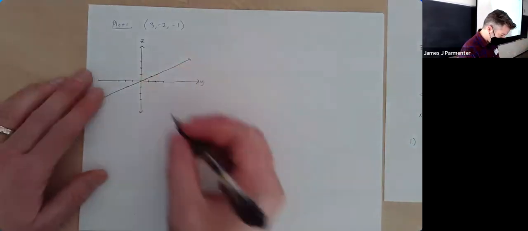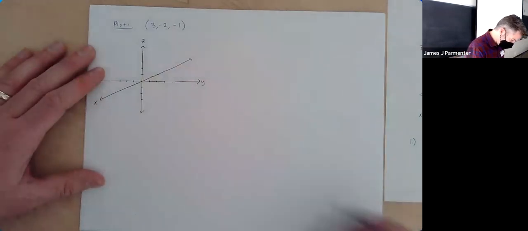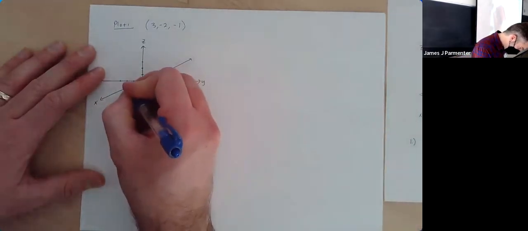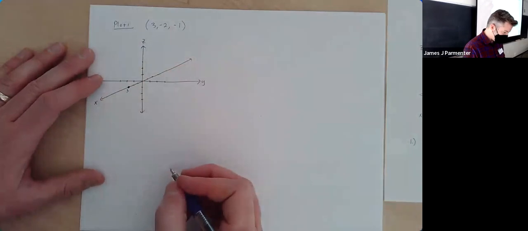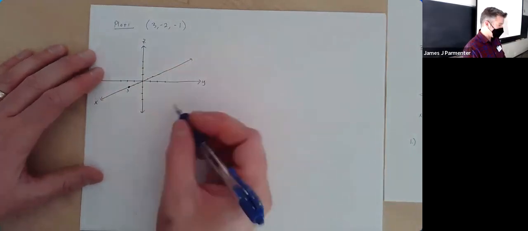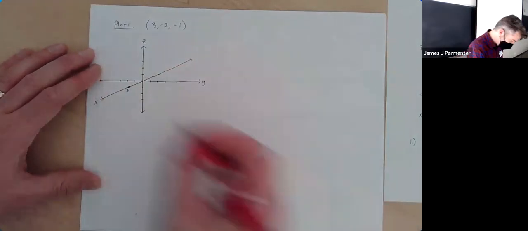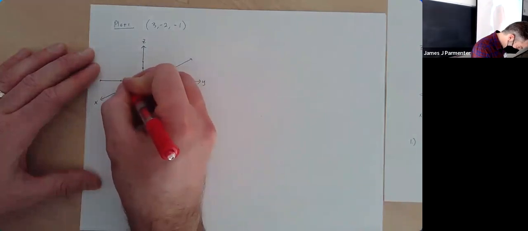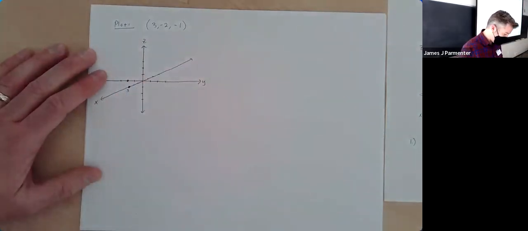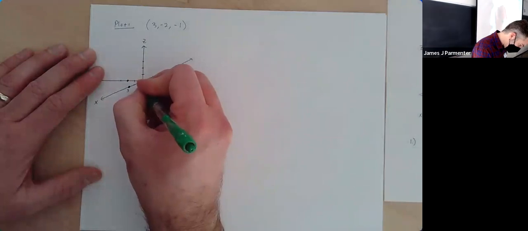So first I'm going 3 in the x direction. I'm going -2 in the y direction. So instead of going 2 to the right, I'm going 2 to the left. And I'm going -1 in the z direction. So instead of 1 up, I'm going 1 down.